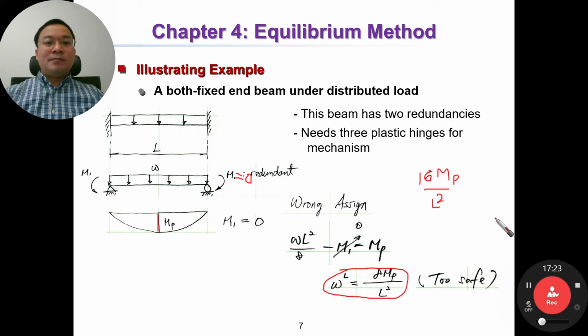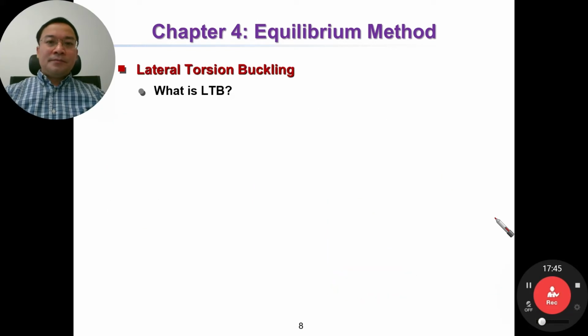We are going to continue and apply this method in some more examples in plastic analysis problems or in design problems. Okay, we will talk later. The second problem that we are going to talk about today is lateral torsion buckling. What is lateral torsion buckling?